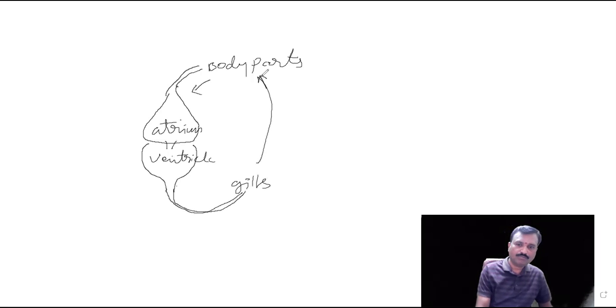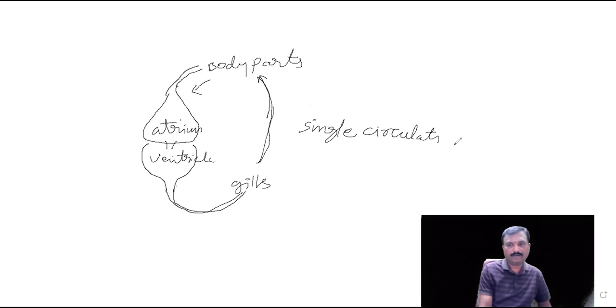In this way, only single circulation is there in fishes. The heart supplies blood only to gills. That is why this heart is called branchial heart.